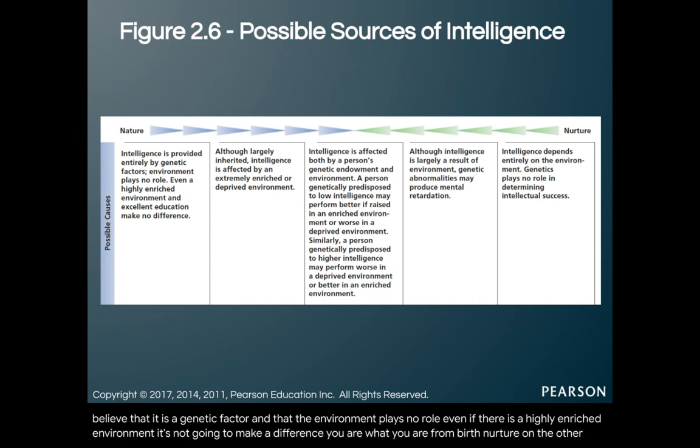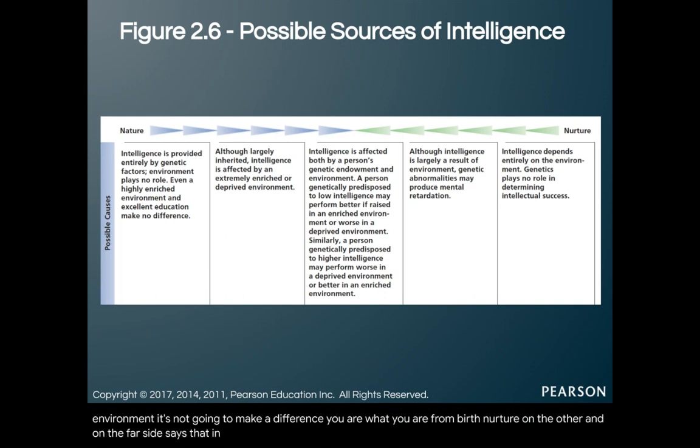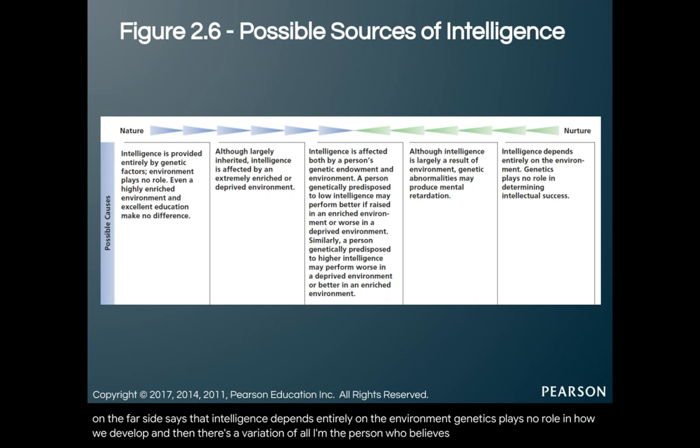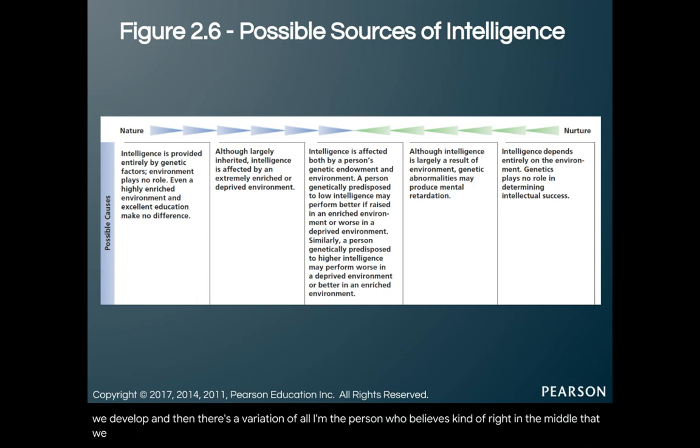Nurture, on the other hand, on the far side, says that intelligence depends entirely on the environment. Genetics plays no role in how we develop. And then there's a variation of all. I am the person who believes, kind of right in the middle, that we have some genetic endowment, but we also learn from our environment, and that if we're given enough resources, it will enhance that genetic piece that we have.